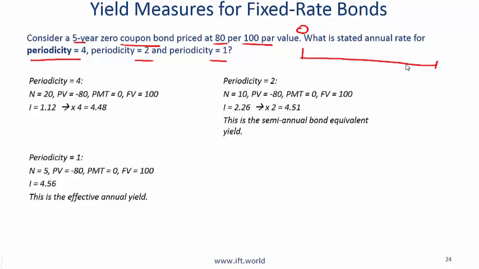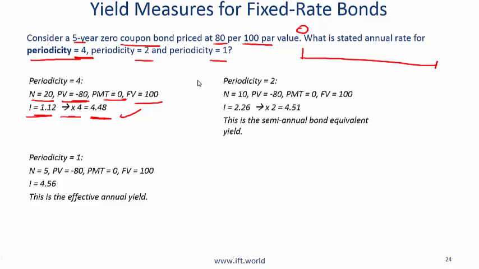Essentially 0, and then if the periodicity is 4, then in a 5-year period, how many periods do you have? You have 5 times 4, which is 20. PV is minus 80, payment is 0 because this is zero coupon. FV is 100, and you compute the interest rate 1.12. This is 1.12 for a quarter. So 1 period, which is 1 quarter. And then you need to annualize by multiplying by 4, and you get 4.48. So this is your stated rate with a periodicity of 4.